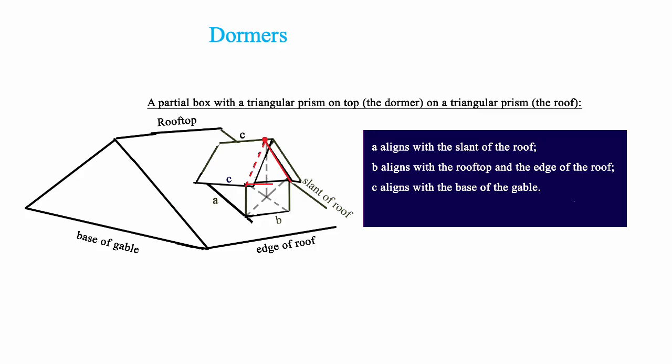So we have the dormer here as a box with a triangular prism on top, and it's sitting on the roof, which is a triangular prism. So the line here, line A, aligns with the slant of the roof. Now line B here goes toward the right, so it would go to the same vanishing point as the edge of the roof and the rooftop. These lines go toward the left, and so they would go to the same vanishing point as the base of the gable.